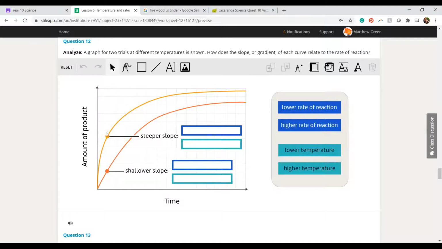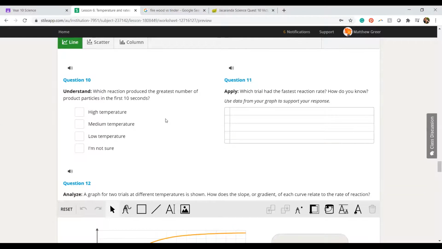This steeper slope, I will give you the answer here. Because it's steeper, it's reacting faster. It's making these products a lot faster. So we say its reaction rate is faster, so it must be a hotter temperature. Whereas this one is reacting slower, so it's not reacting as fast, and therefore it's got a lower temperature. So anyway, that's how you do that.